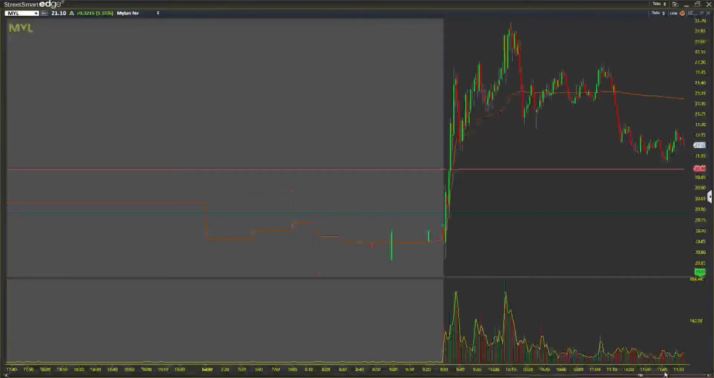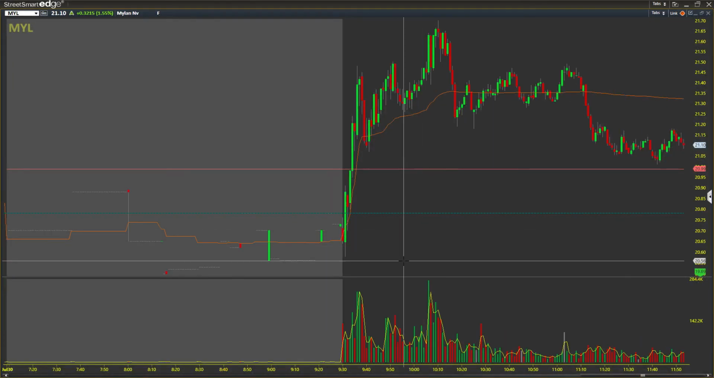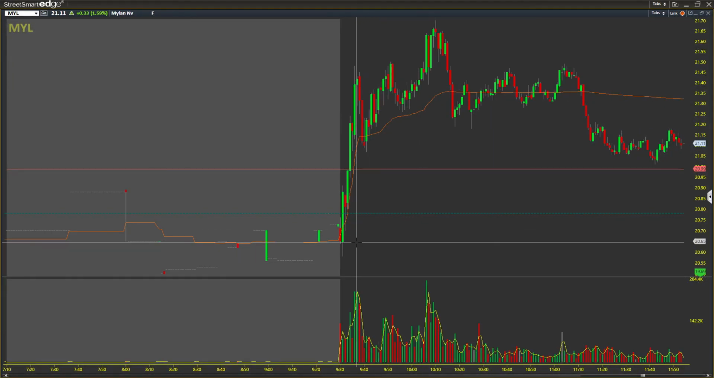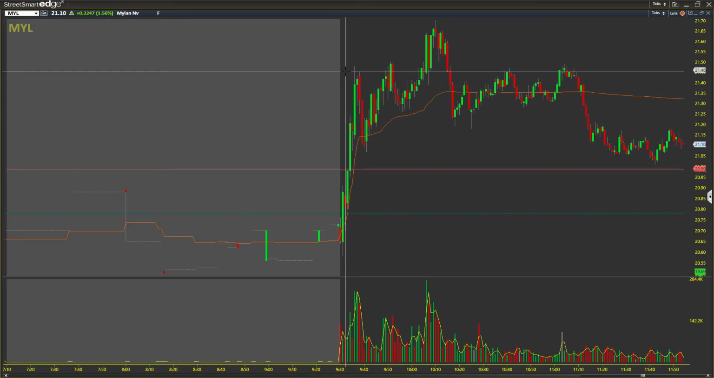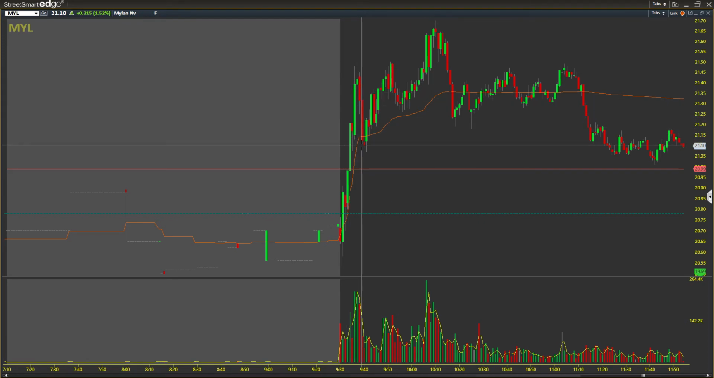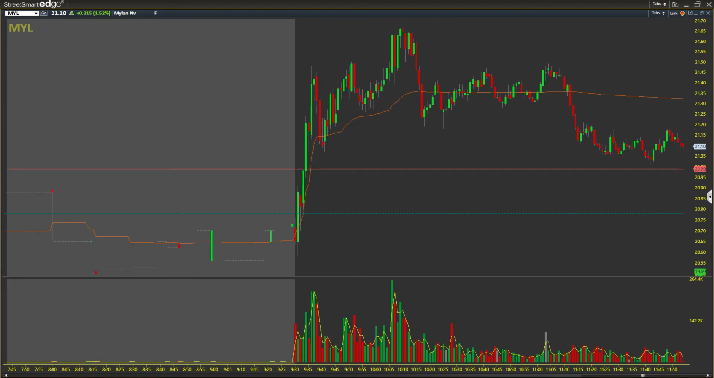Fast forward to today. Right from the open, it opens up at $20.50 pretty much. Runs all the way up to $21.50. Pulls back. Bounces off of $21 right here. That mental level, $21. Pops up to $21.50. And then tops out here at $20.70.